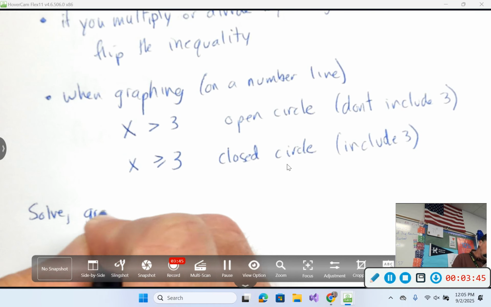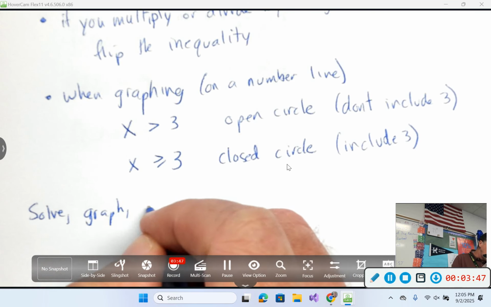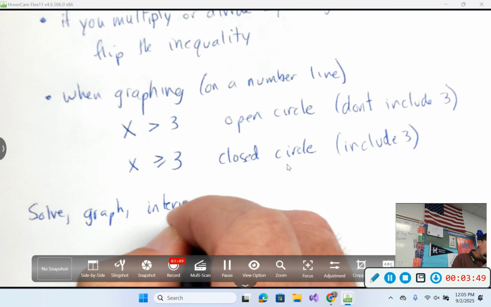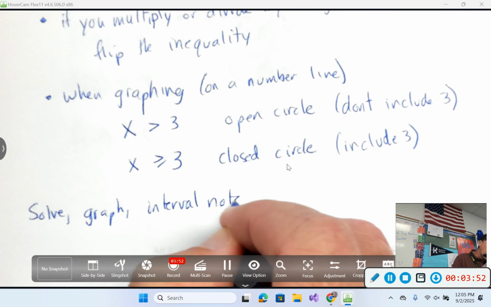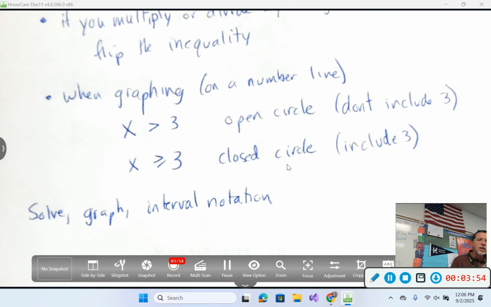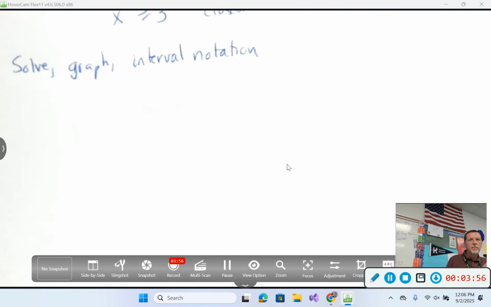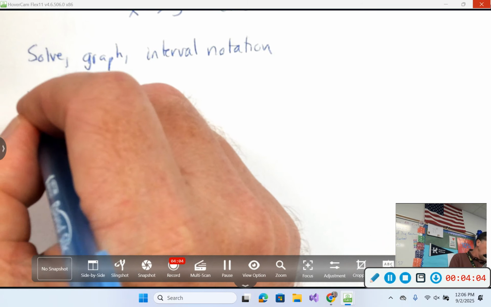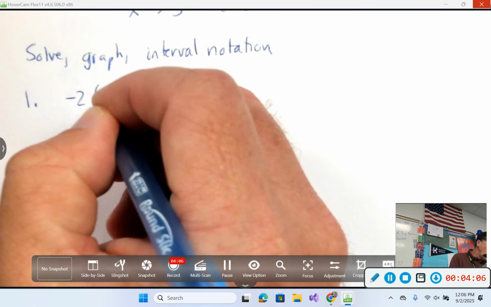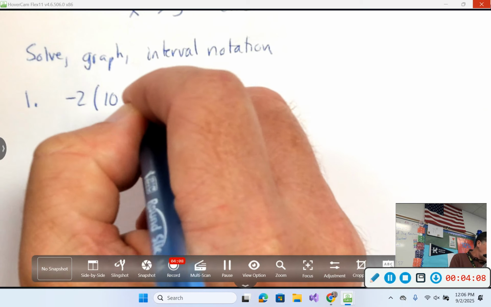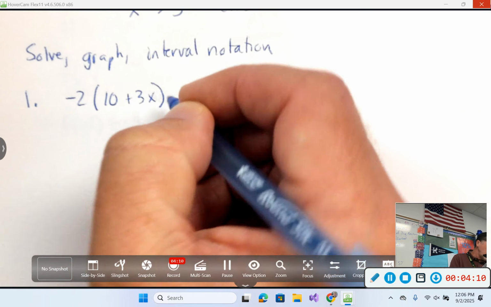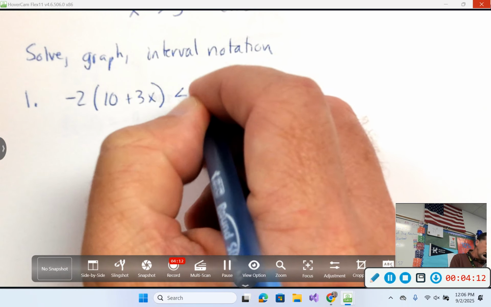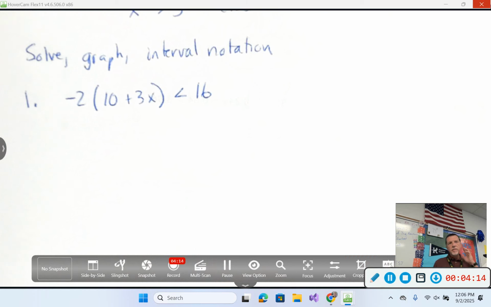Okay, we usually do 3 things with these: solve, graph, and interval notation. Still a few of you struggling with interval notation based on that test. So let's go. -2, parentheses, 10 plus 3x, close parentheses, is less than 16.